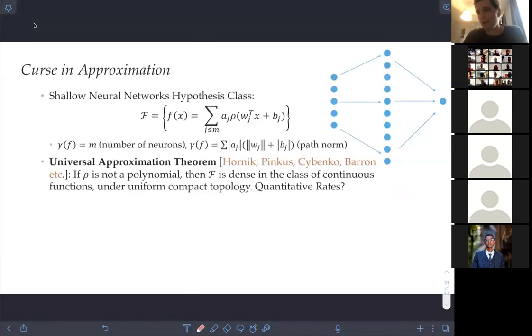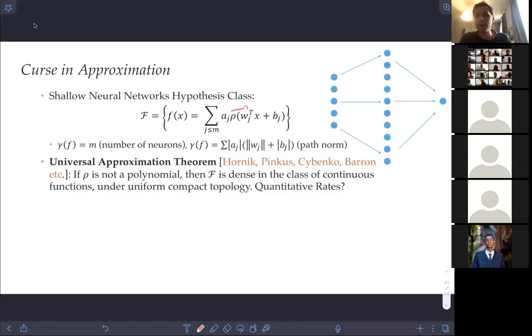So what we know, and maybe you have heard, is that this class is interesting because it comes with a seemingly powerful positive result, namely that I can use this class to approximate anything I want. Because if I consider an activation function here that is not a polynomial, then I can approximate any continuous function arbitrarily well, uniformly over any compact. Okay, that's very good. But the real question here is, what is the rate of approximation, right?